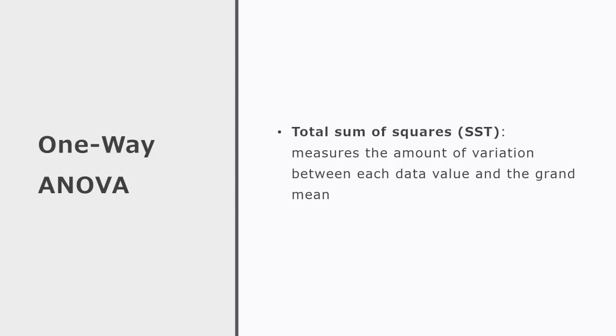First, the total sum of squares, or SST. This is going to measure the amount of variation between each individual data value that we have and the grand mean. The grand mean is the mean of the means. If you have multiple populations, you take the average of each population, and then you take the average of those averages. That's your grand mean. So SST measures the amount of variation between each data value that we have and that grand mean.